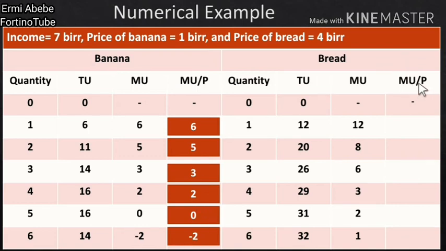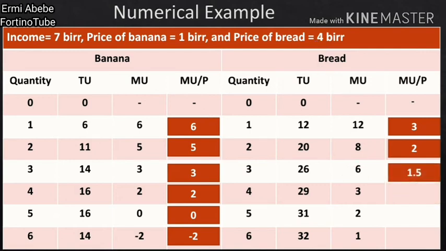To calculate marginal utility per price of bread, we divide the marginal utility by the price of bread, which is 4. So 12 divided by 4 is 3. 8 divided by 4 is 2. 6 divided by 4 is 1.5. Then 3 divided by 4 is 0.75, 2 divided by 4 is 0.5, and 1 divided by 4 is 0.25.